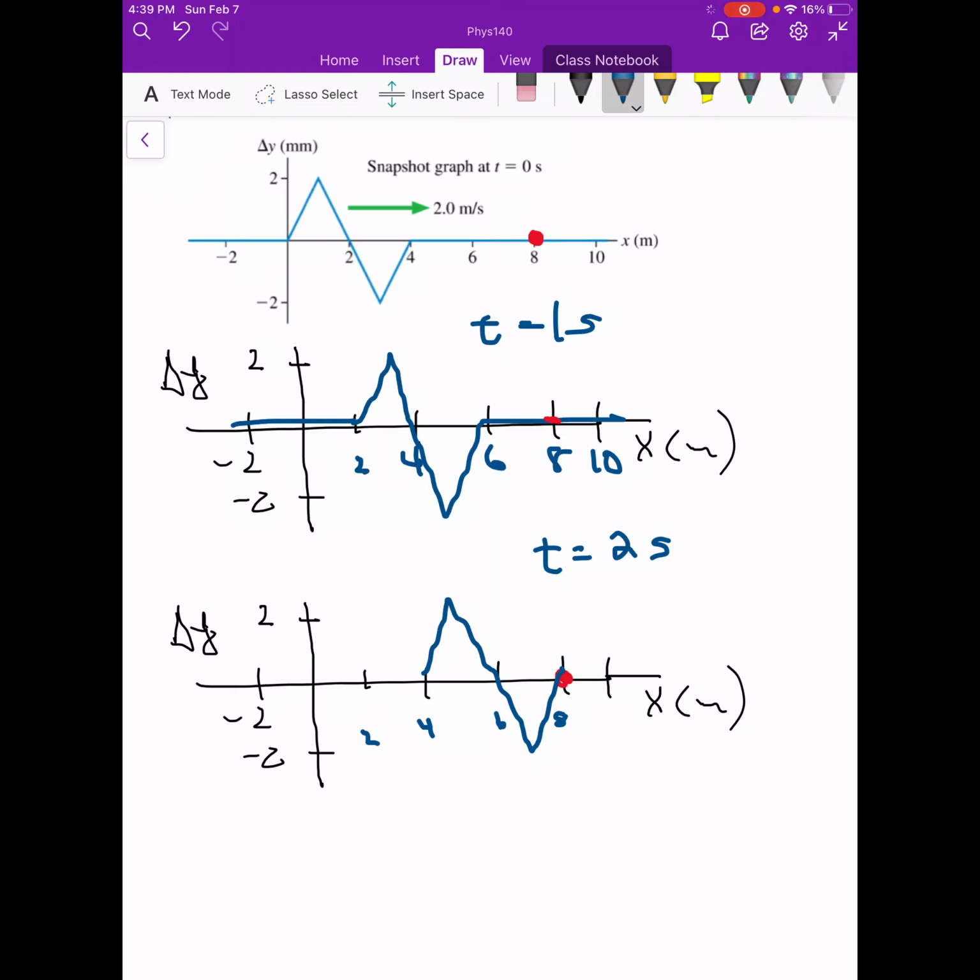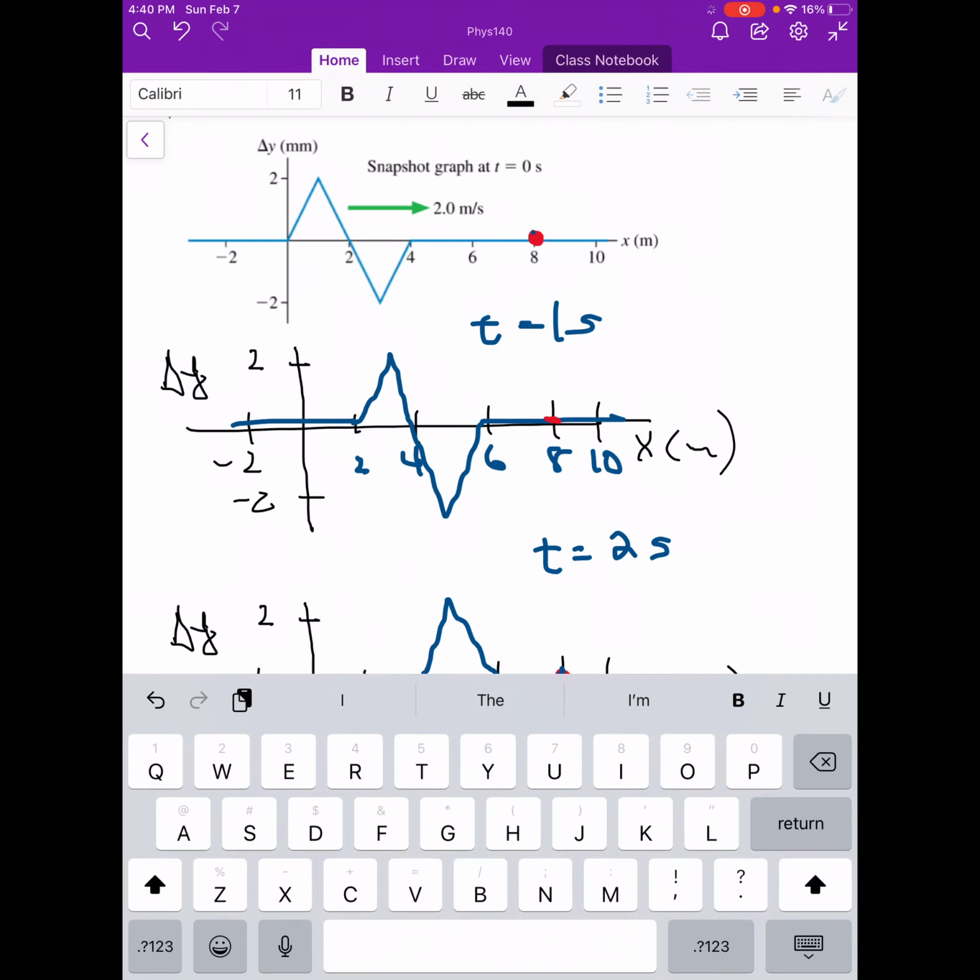So far, at t equals 0, the displacement at 8 is 0. At t equals 1, the displacement at 8 is 0. At t equals 2, the displacement at 8 is 0. So what's going to happen next? Well, let's paste in some more graphs.